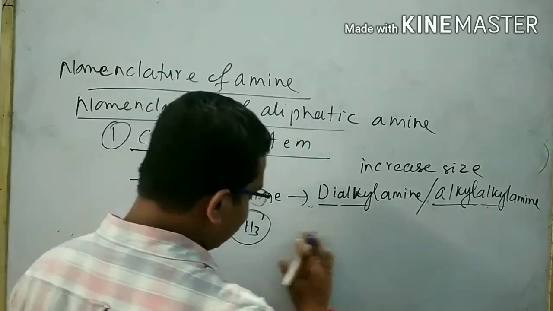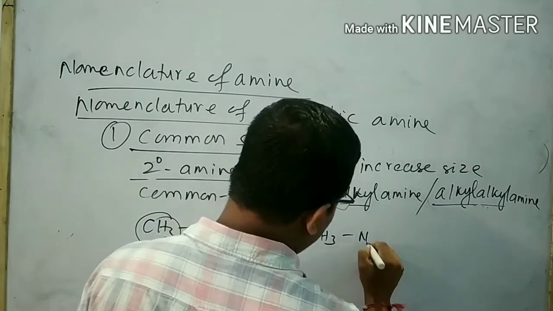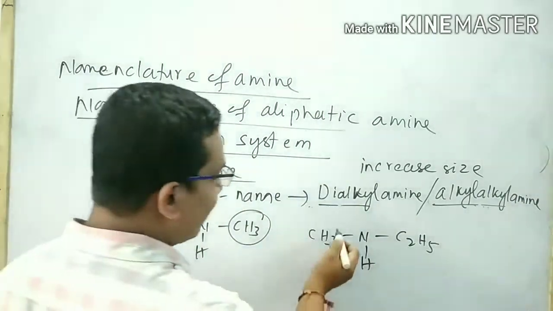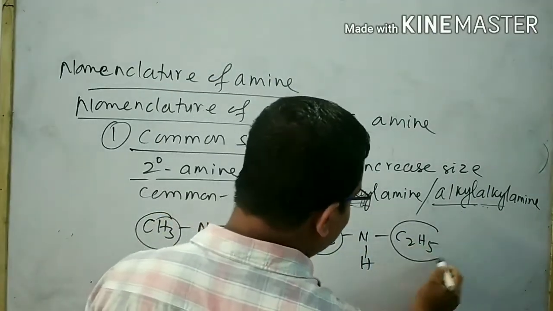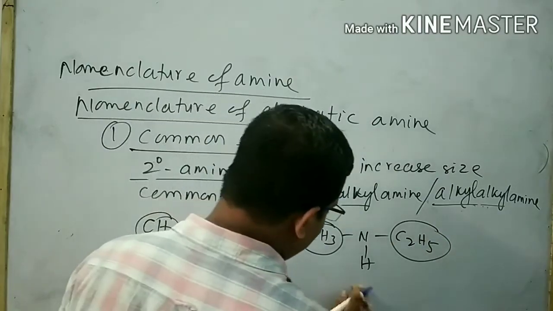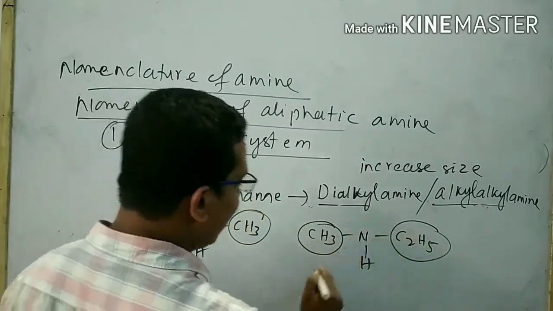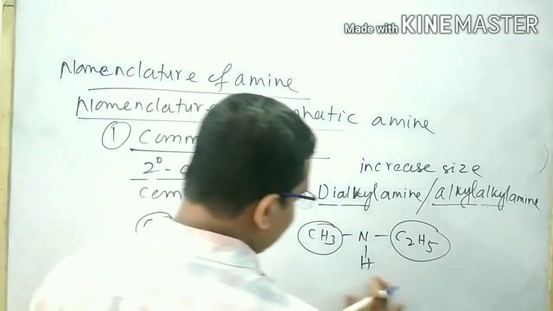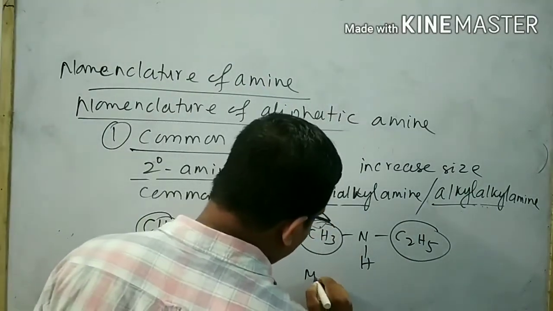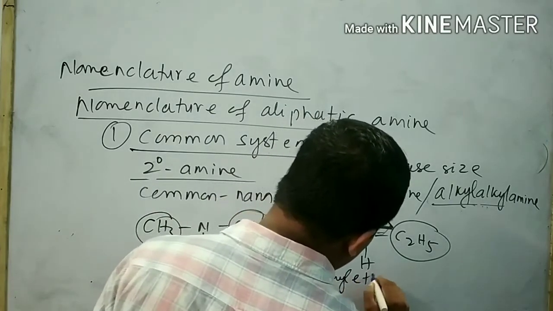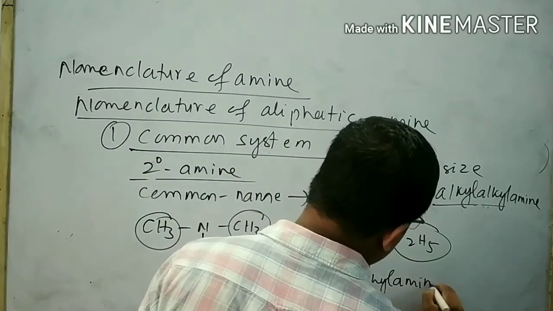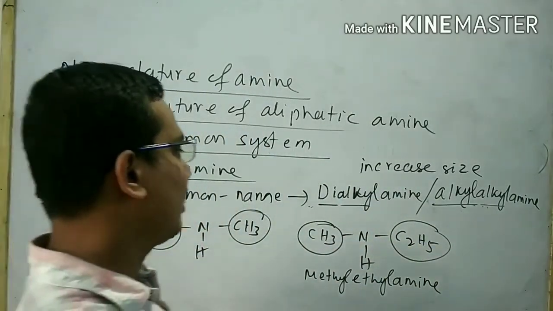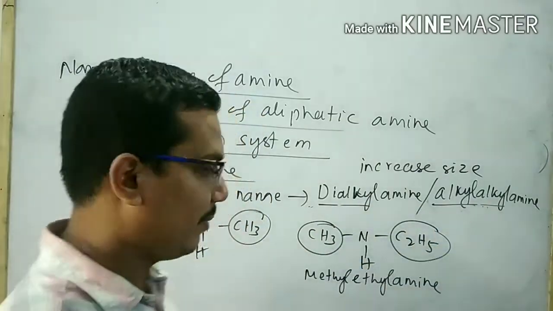Suppose think about an example. CH3 bonded to N bonded to C2H5, and H. Here the size of methyl group is less than the size of ethyl group. So we can write the name first methyl, then ethyl. According to common system, the alkyl groups are arranged according to their increasing size. So we can write here methyl ethyl amine. Here the two alkyl groups are different, so we can think about the alkyl amine.